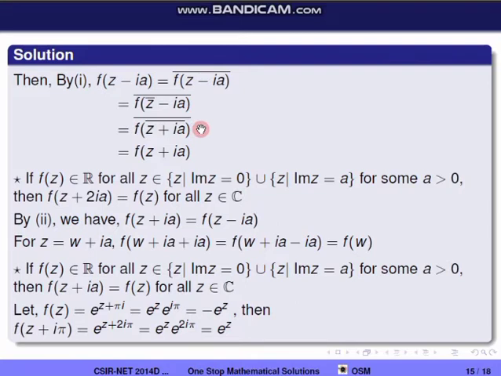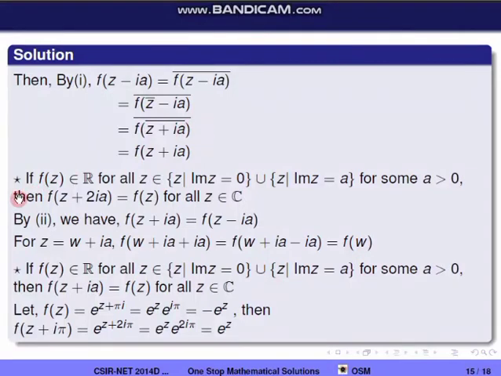And we know this is equal to g of z plus iA, and we know by the first option g of z is equal to f of z. So this is equal to f of z plus iA. Therefore we got f of z minus iA is equal to f of z plus iA. So the second option is also true.